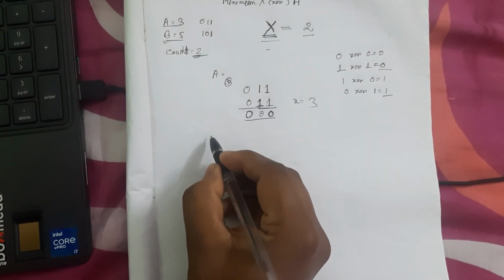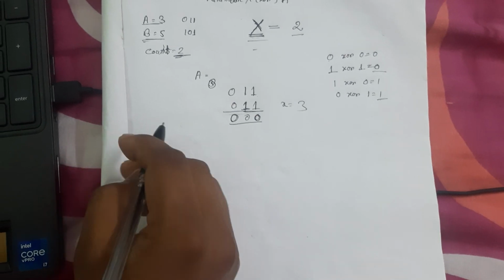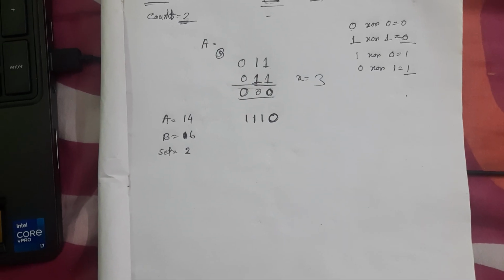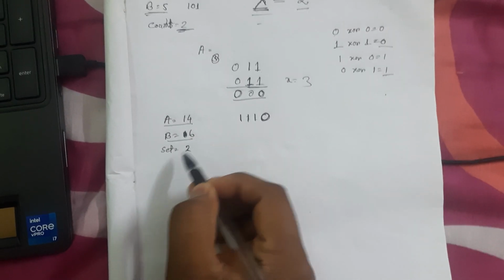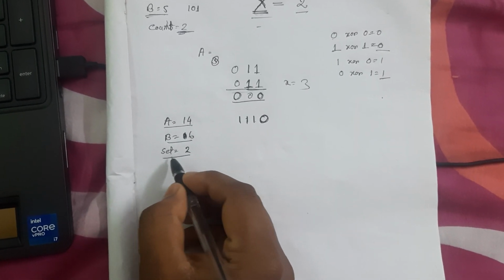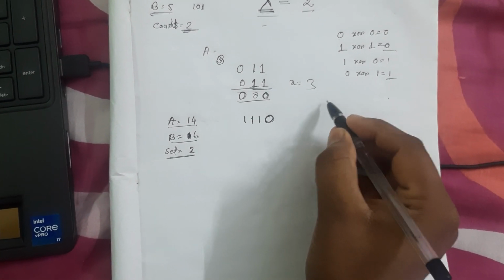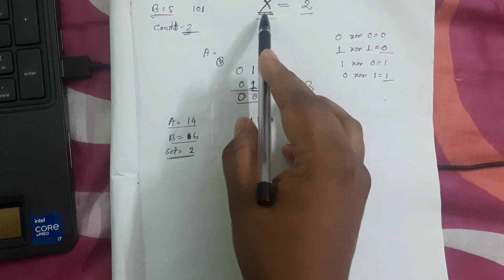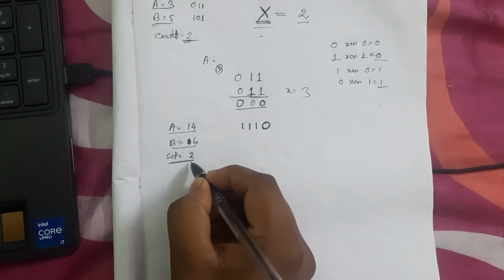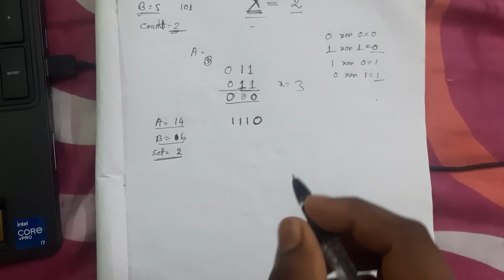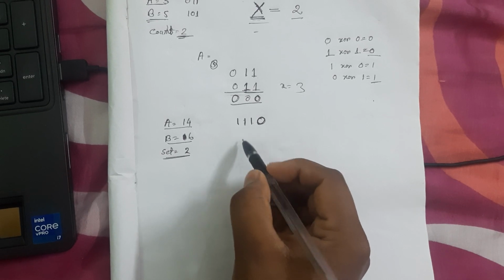Now let's take a little more complex example so that it will be clear to you. Let's say we have another example. a is 14 and b is 6. The number of set bits in b is 2. So now we need to find x such that x has two set bits.